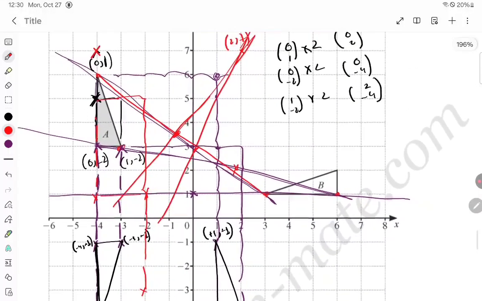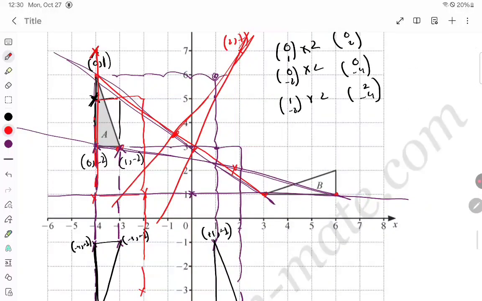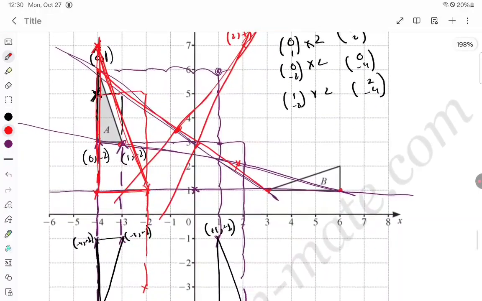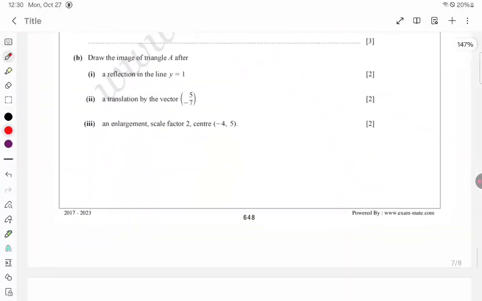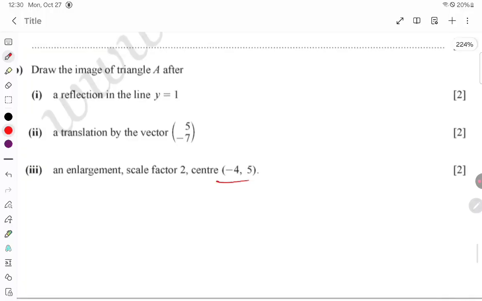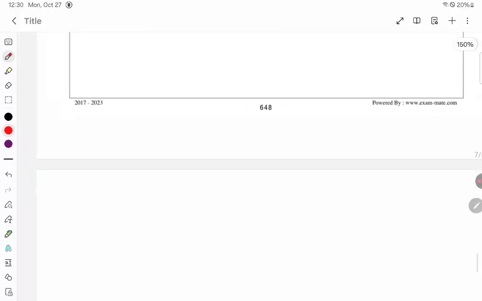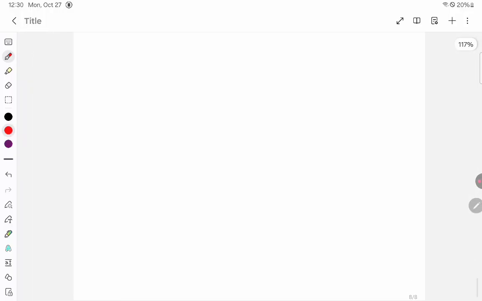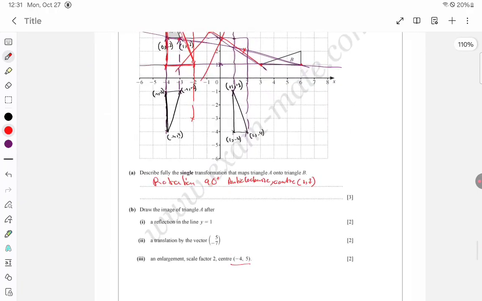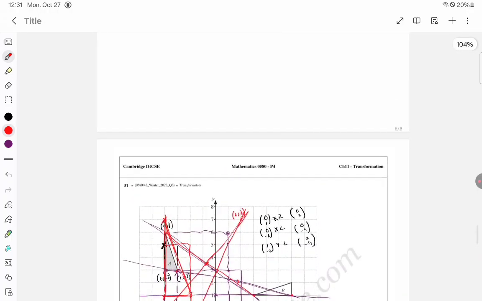We get our 3 points. Connect the points. This is our first, second and the third line. So this is the enlargement by the factor 2 from the center, which was given as negative 4 comma 5. So this is the last part of question 31.